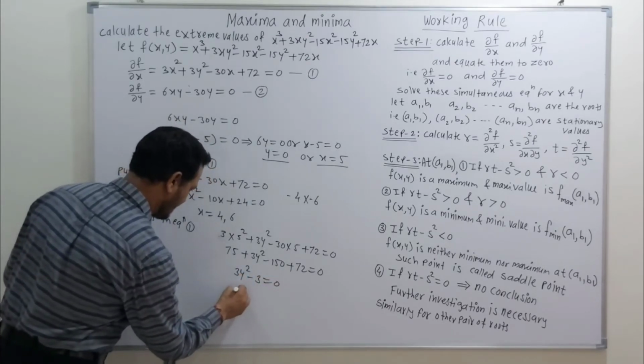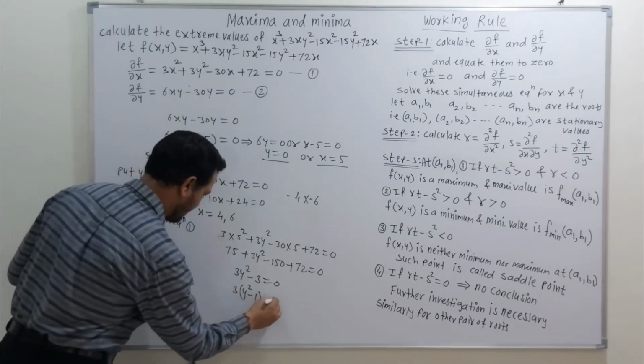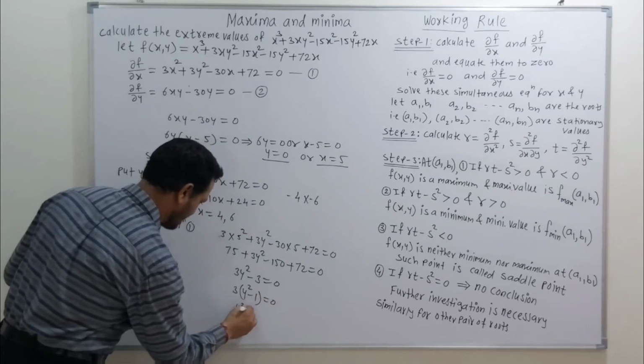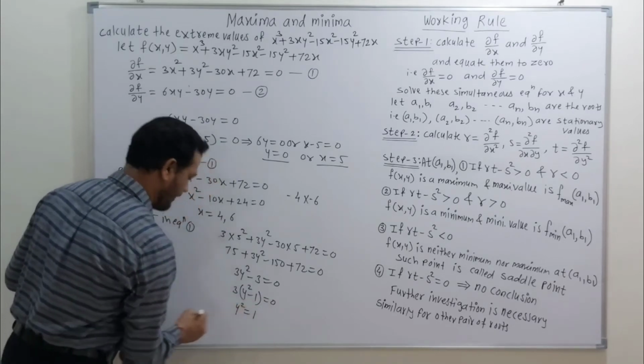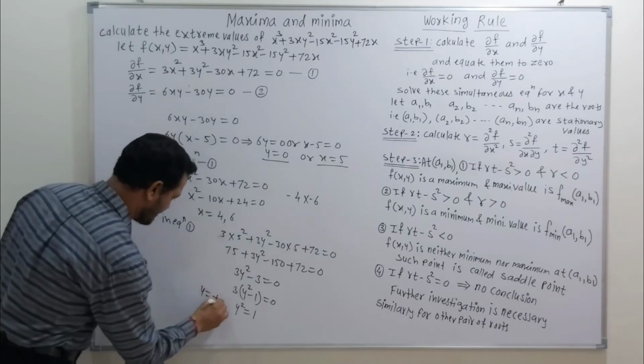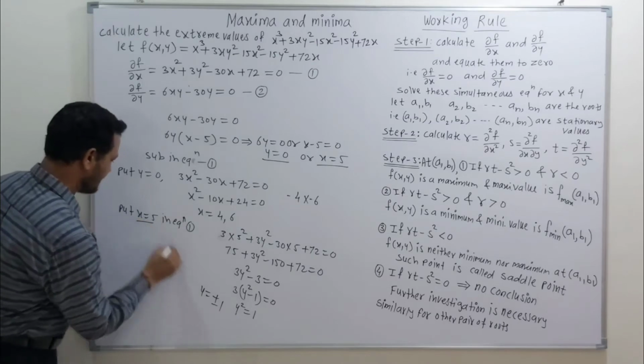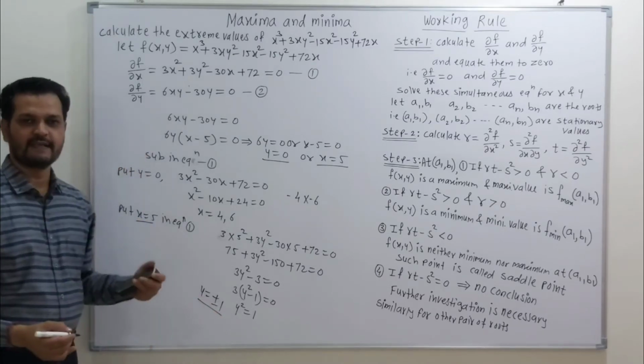So if we take the term 3 common, then this is y square minus 1 equal to 0. So this indicates that y square is equal to plus 1. That means the value of y is either plus 1 or minus 1. So here when we put x equal to 5, these are the values of x and y.